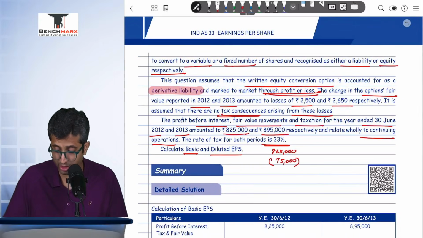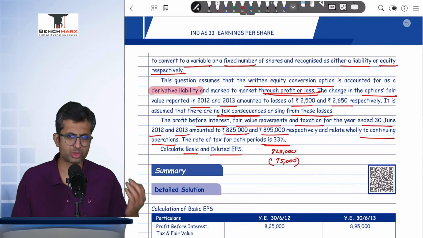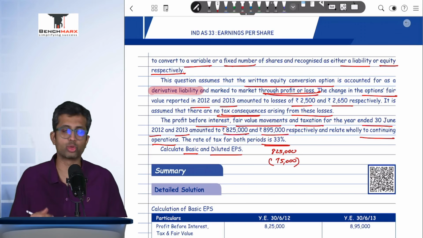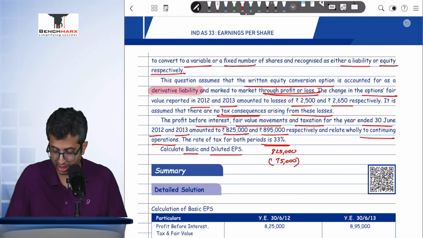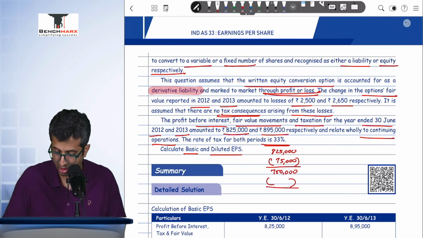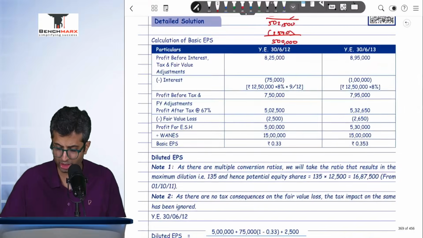Now in chronology, what should you next deduct? Well, students usually end up saying that we will deduct fair value losses, but if you do that and then calculate tax, then you have taken the tax impact even on fair value losses, which is not correct, and hence you will on 7,50,000 first deduct tax at the rate of 33%, come to 5,02,500, and on that you will deduct 2,500 of fair value loss because there is no tax consequence over here. So this will come to 5 lakhs.